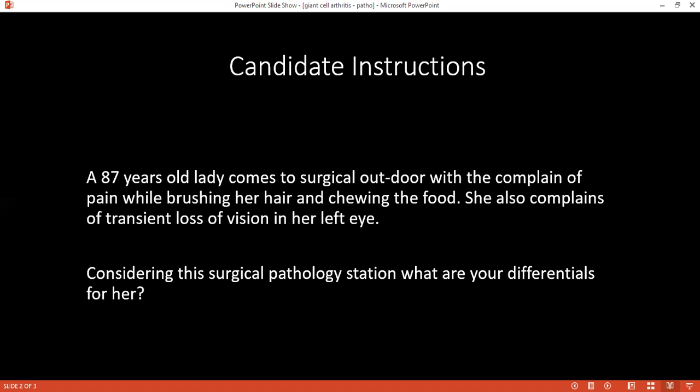Why is the patient complaining of transient loss of vision? It could be vasculitis of the ophthalmic artery, leading to amaurosis fugax, due to ischemia in the optic nerve.